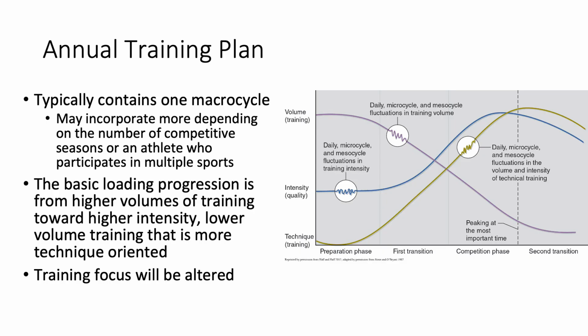An annual training plan is also sometimes called a macrocycle. That is why a macrocycle can last an entire year of training for an athlete depending on the sport. If the athlete has multiple seasons within a year or is a multiple sport athlete, you may need to incorporate more macrocycles. Looking at the overall training plan, the basic loading progression is from higher volumes of training towards a higher intensity with lower volume training, which is more technique oriented. The training load will also change throughout the year and training focus will be altered.